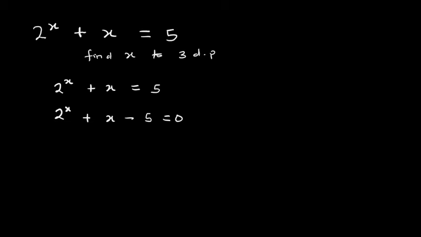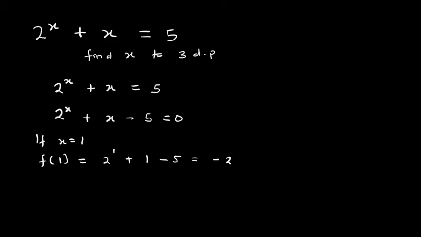If x is equals to 1, then our f of 1 will be equals to 2 to the power of 1. Then I'm replacing x with 1 in this equation. 2 to the power of 1 is 2 plus 1, we have 3 minus 5, which is equals to minus 2.